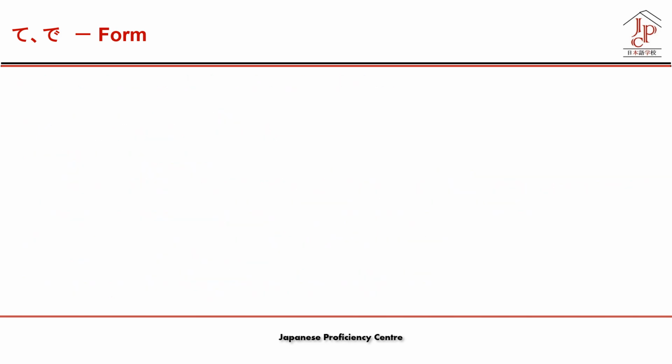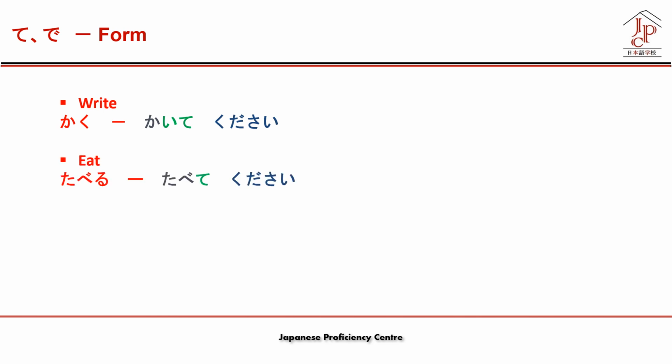Now let us see some examples. Kaku, that is the root or dictionary form for the action write. But the same verb has to be converted as kaite to be used in certain places. Now let us consider the sentence please write. So we have to say kaite kudasai in Japanese. We cannot say kaku kudasai. Same way, taberu has to be converted as tabete, and isogu has to be converted as isoide.